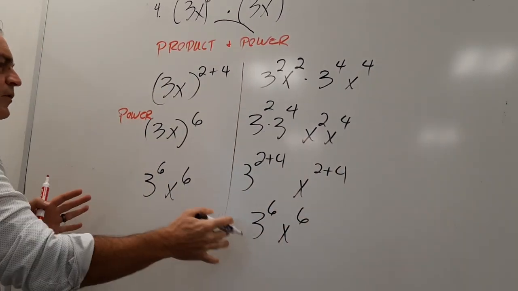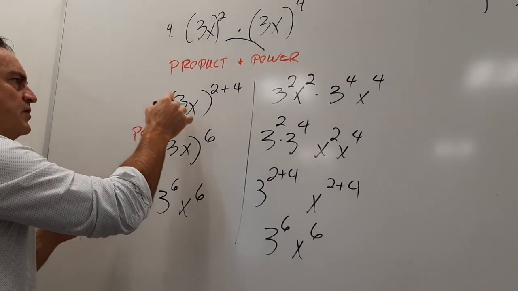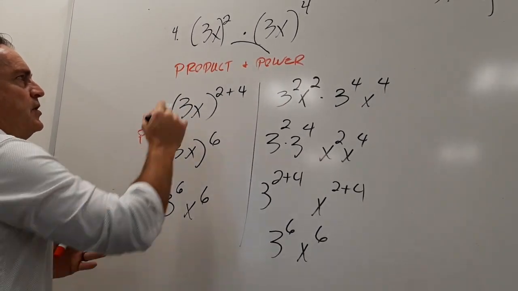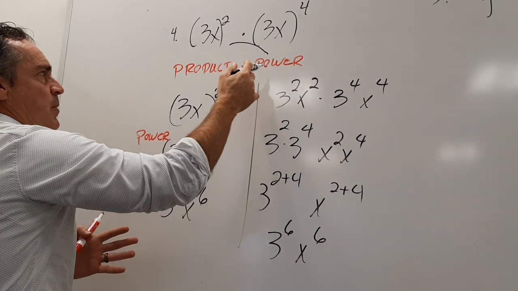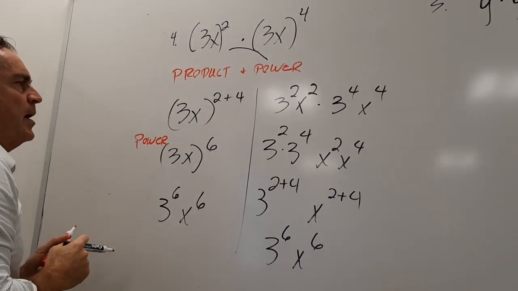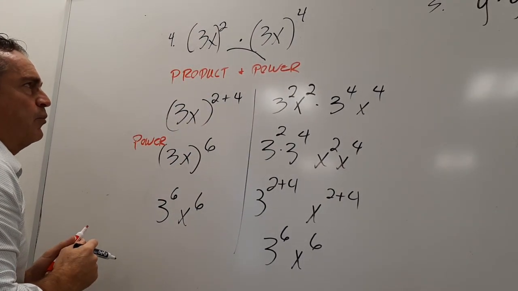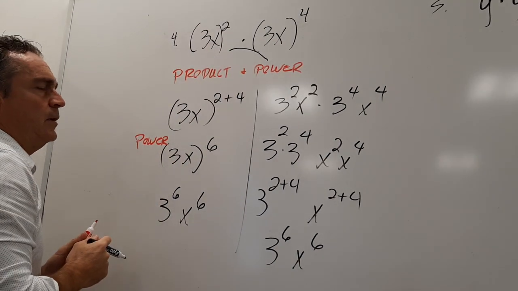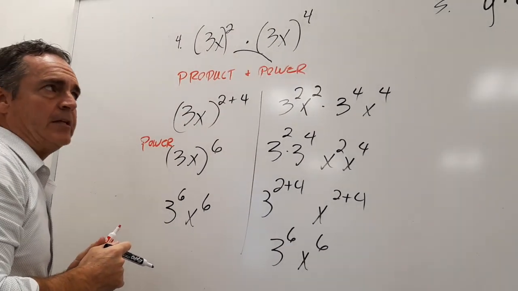Same answer, a little different way of arriving there. This is a little more efficient: understand that base and that base are the same, and they're both being raised to those powers 2 and 4, so you can add those together. Product rule, they're being multiplied, and we can take it that way.